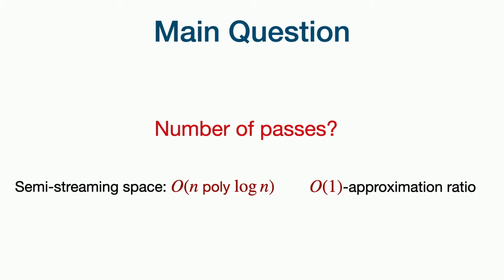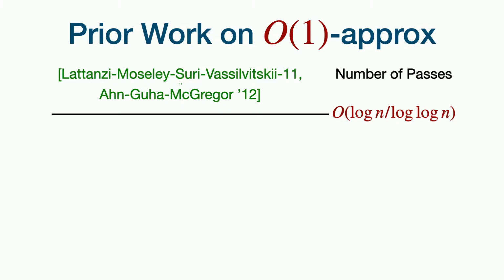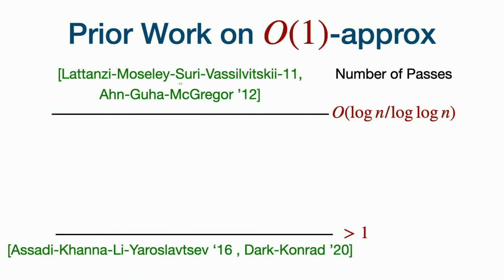Okay. So what was known for this? Already when the model was defined in 2012 by Ahn and Guha and McGregor, they realized that an existing algorithm leads to a log n over log log n pass algorithm that finds a constant approximate maximum matching. And a few years later, it was shown by these works that one pass is never enough to find a constant approximate matching. So at least we need 2 passes. So based on these 2 results, the answer to the question on the previous slide would be somewhere between 2 passes and all the way to log n over log log n.